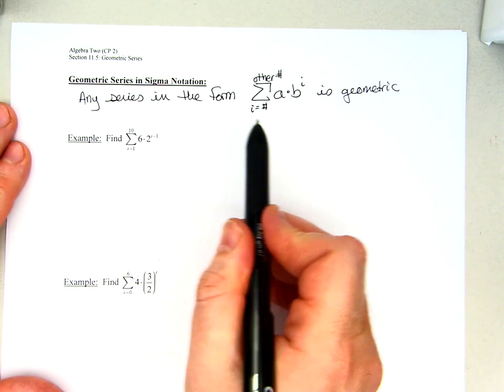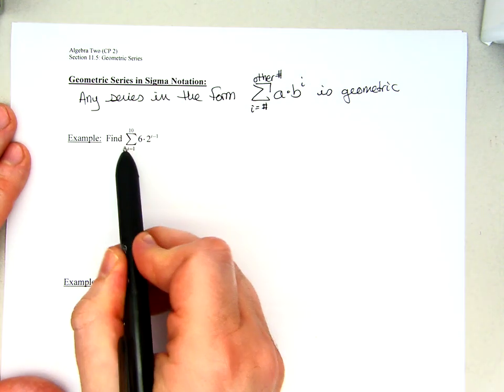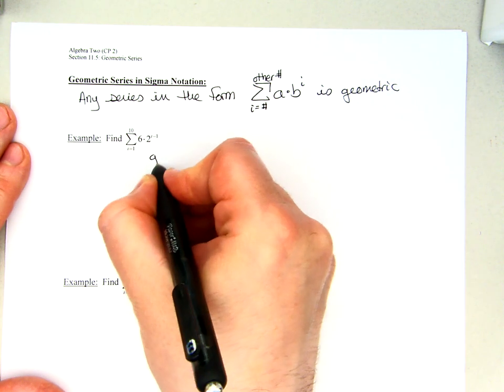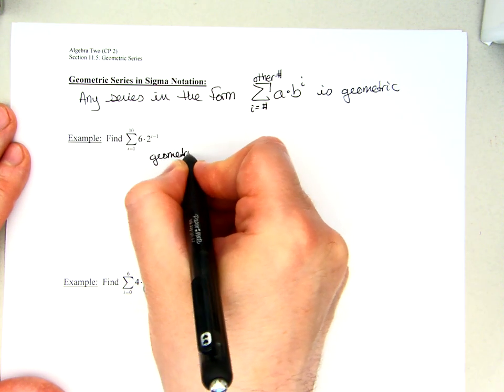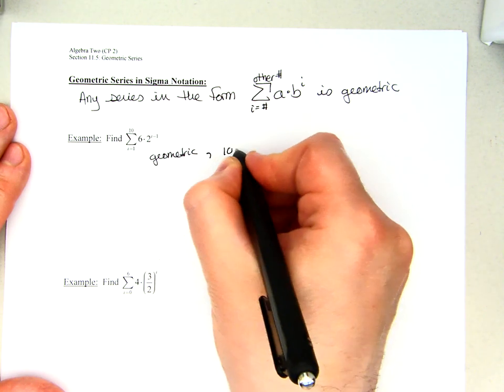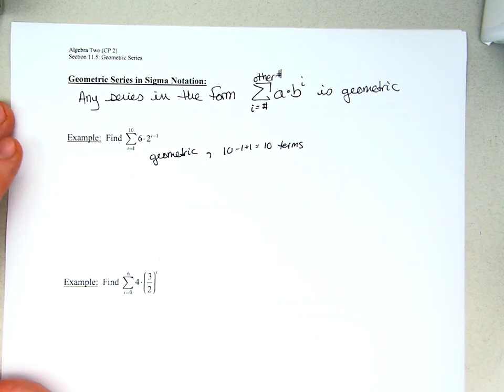So I want to see how I can use this idea combined with my geometric series formula to figure out this sum. It's geometric because my variable is in the power. And I know there are 10 minus 1 plus 1. There are going to be 10 terms in this thing. Now, I want to write out the first couple terms in my series. This is not how we're usually going to do this, but I want to show you this here so we can kind of create the rules for ourselves.